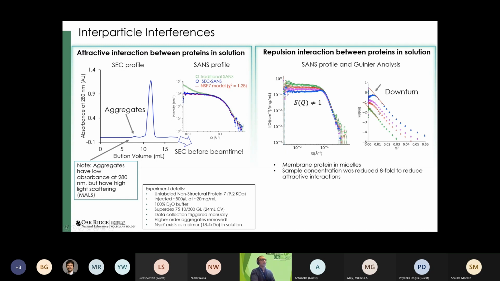And also, when you have the structure factor or repulsion in our data, you see the Guinier plot here again manifesting those effects, those interparticle interferences in our data at low Q. So in data analysis, we are looking for those things. Ideally, we want to work with a system that does not have those types of effects.